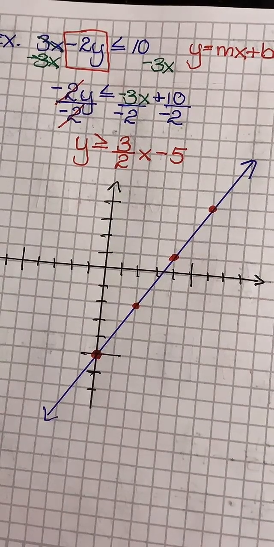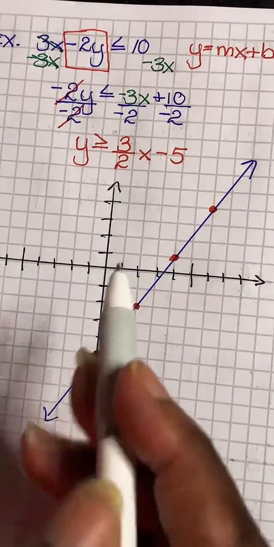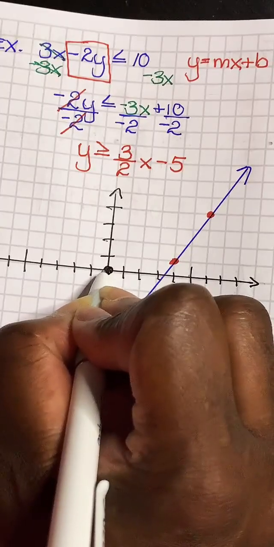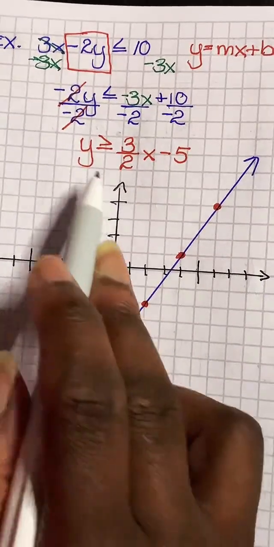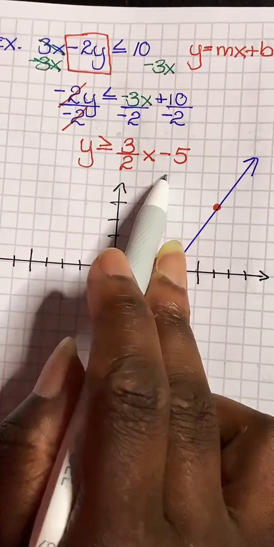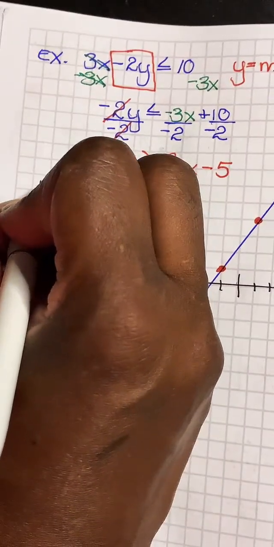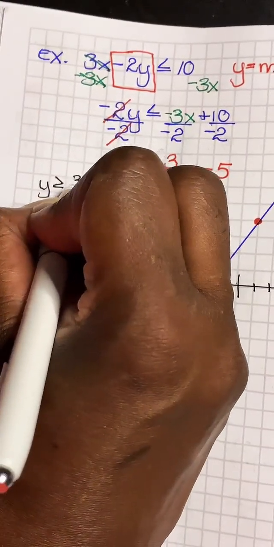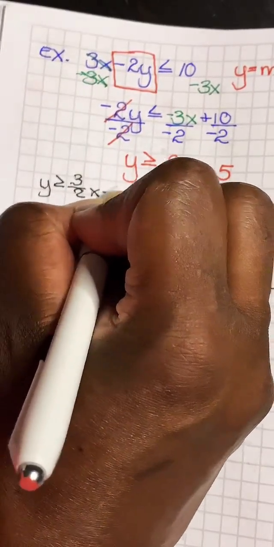So Kevin, this is close to when we figure out our shading. If you can't see which one will be above and which one will be below, we can use the point (0,0). What we're going to do is plug it into this equation. Let me slide over just a little bit. The equation was y is greater than or equal to 3/2 x minus 5.